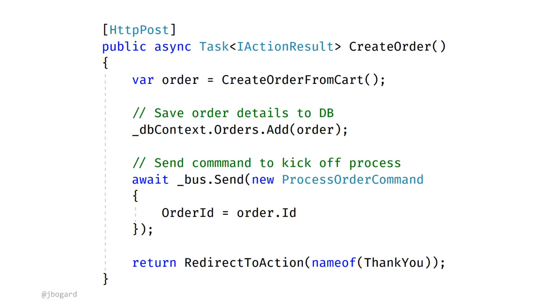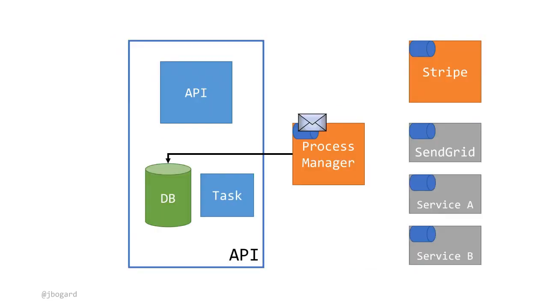Insert an order to the database, send a command to downstream systems, and then that's just inserting a row into the database, and then finally redirecting them to a thank you page. Our process manager is taking that message out of the database, putting it into a queue for the process manager, and then sending a message to Stripe to say, hey, I need you to process that payment first. So it's going to send a command to Stripe saying, process the payment.